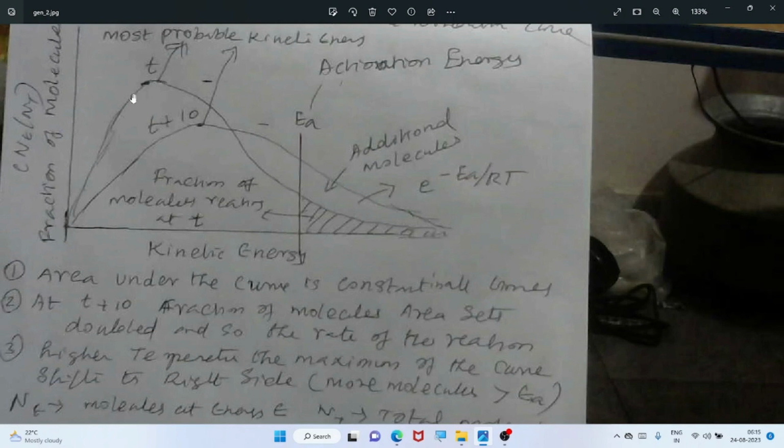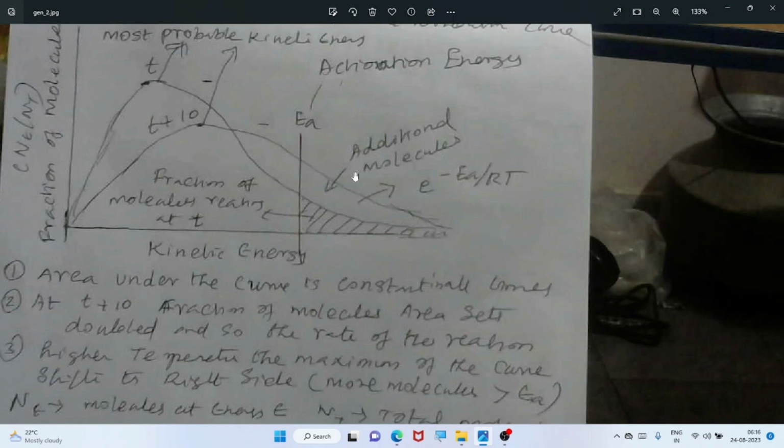See here, this peak is less, but here it is more. So the area under the curve is the same. When you increase the temperature, the peak shifts to the right side. At lower temperature, the peak is here at this energy level. This is kinetic energy and the number of molecules. Lower temperature peak is here, higher temperature peak is here, that is shifting right. So the energy is increasing, because the x-axis is energy.